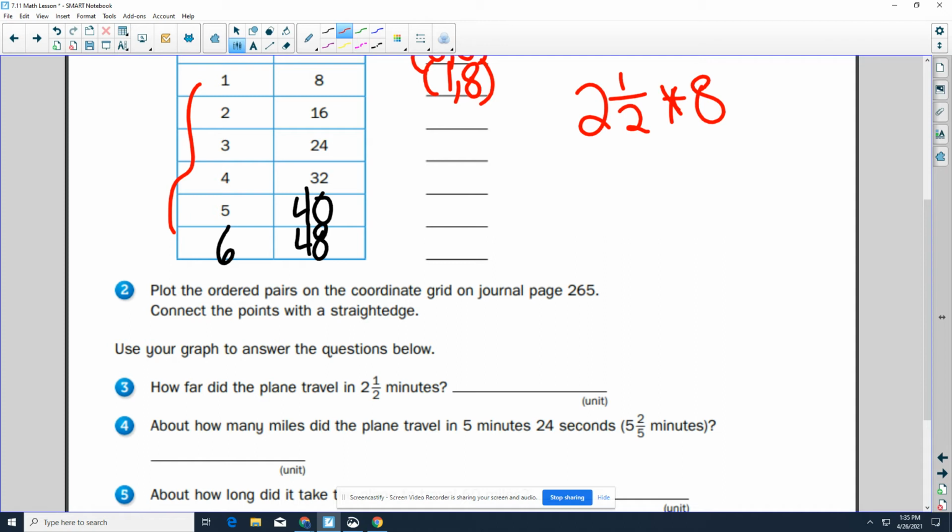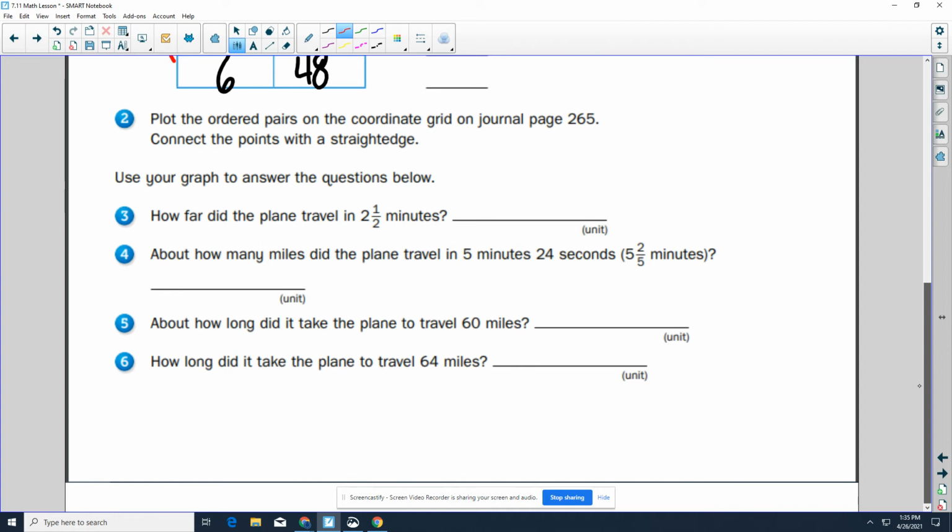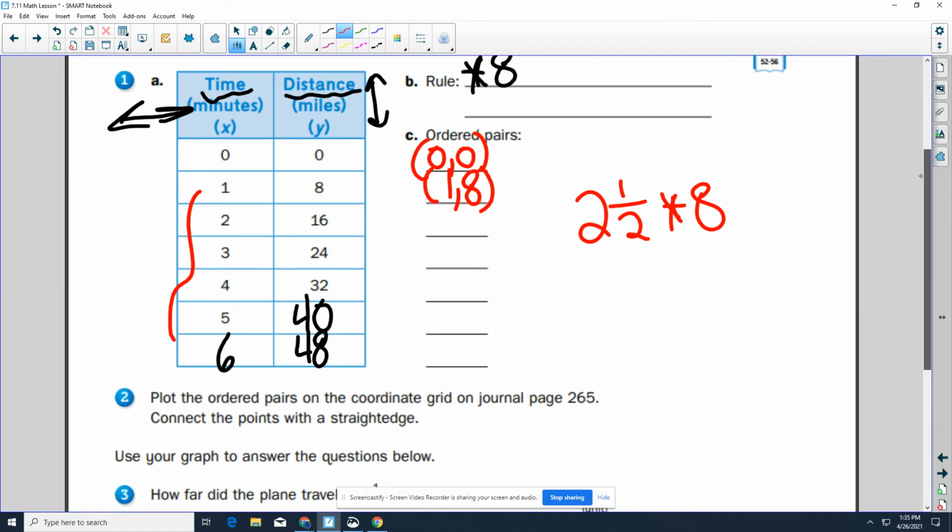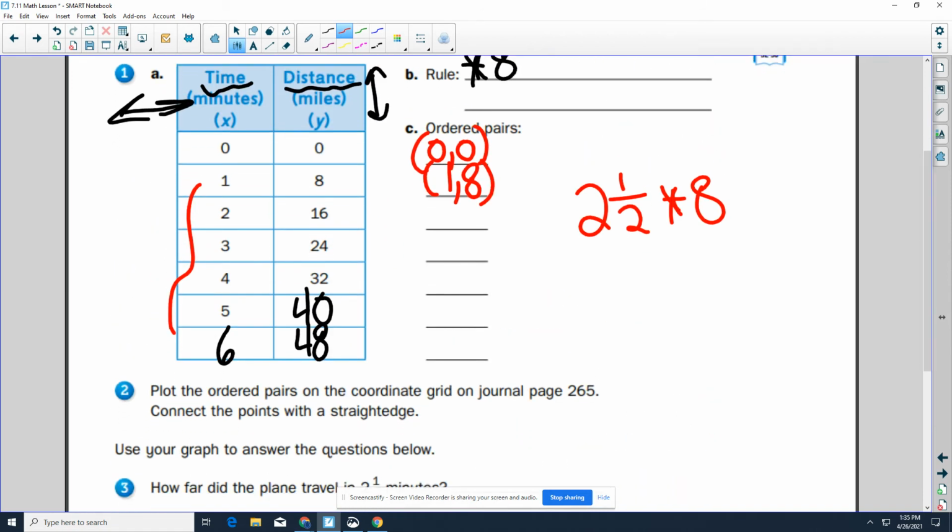And then we want to think about how many miles the plane traveled in 5 minutes 24 seconds, or 5 2/5 minutes. How long did it take for the plane to travel 60 miles? How long did it take for the plane to travel 64 miles? But first we need to plot our data points. So go ahead and pause the video and write your ordered pairs.